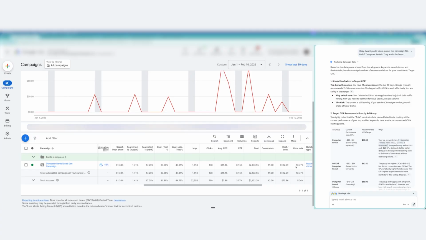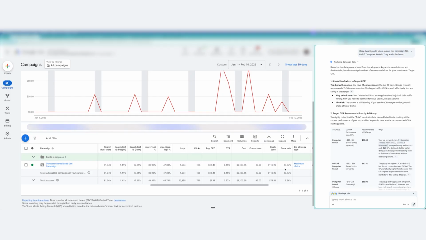So first of all, you can see the campaign has 19 conversions for a cost per lead of $112.29. Not so great on the surface, but we're going to dig deeper and you're going to see what we're dealing with. The conversion rate's not that great either. We want to shoot for 20% and it's at maximize clicks right now with a bid limit.